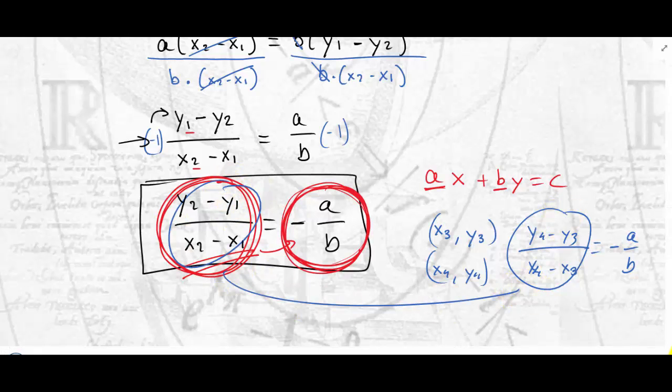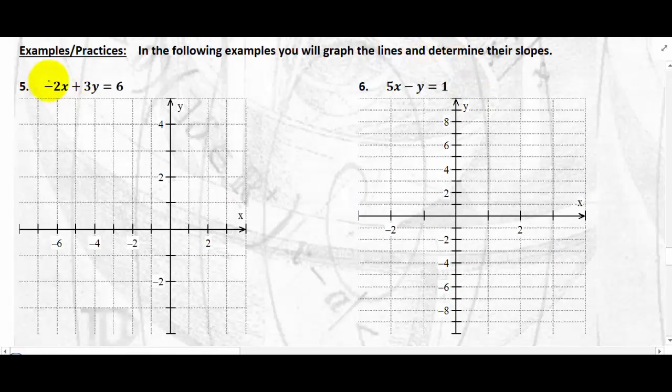All right, so this is a result that you may want to remember. The slope of a line given in standard form is -a over b. A is the coefficient of x, b is the coefficient of y. Let's go over another example here. In this example 5, I'm asking you to graph this line.